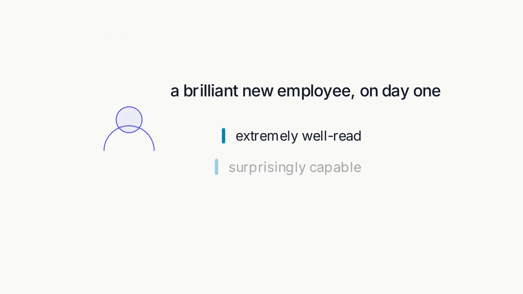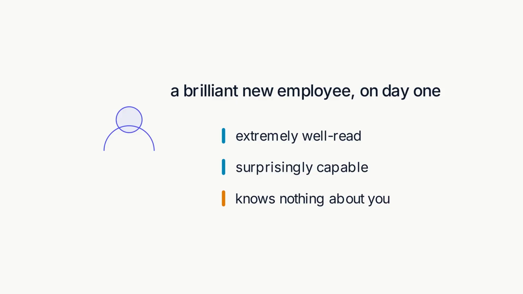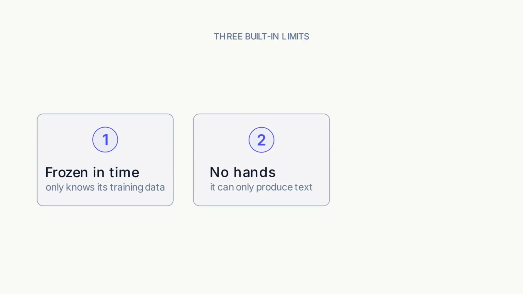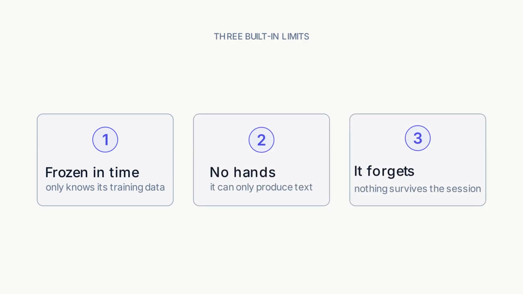The most useful mental model is this. Treat it like a brilliant new employee on their first day, extremely well-read, surprisingly capable, and completely unaware of anything specific to you, your company, or today's date. Because a model on its own has 3 built-in limits, and the entire rest of this video is about fixing them. Limit 1, it is frozen in time.